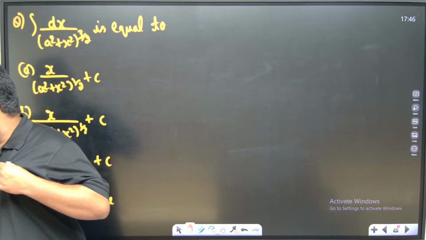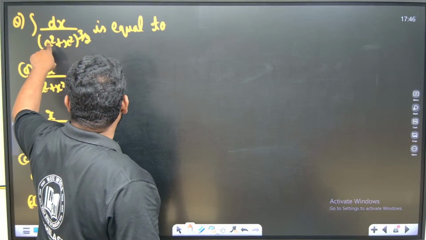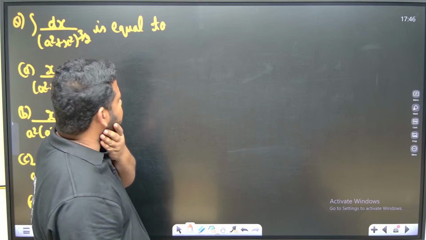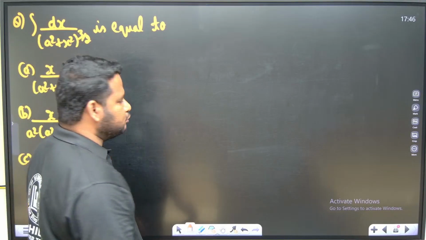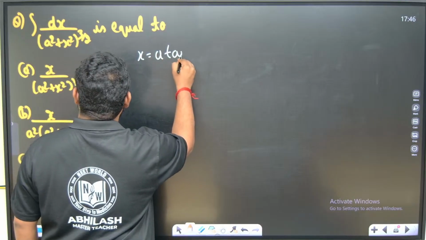Okay, now have a look at this. They are asking: the integral of dx by (a square plus x square) to the power of 3 by 2 is equal to what? Now, a square plus x square is given. That time what you should use? You should use x is equal to a tan theta.